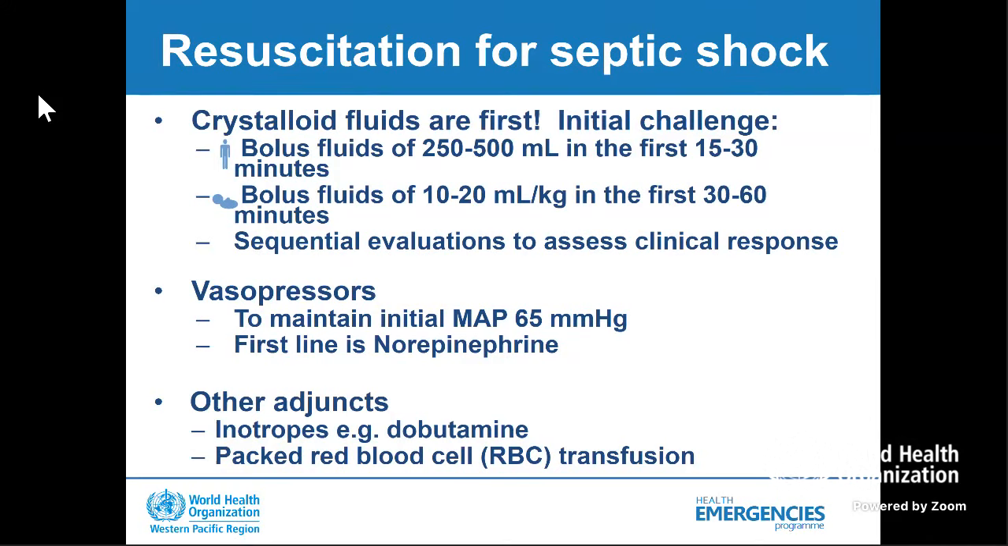Next is vasopressors, and this is to maintain an initial MAP goal of 65 millimeters of mercury. And the first line agent is norepinephrine. So this is the first and second line resuscitation for septic shock. Other things are adjuncts, such as adding inotropes or packed red cells. And we'll talk about a few other medications also.